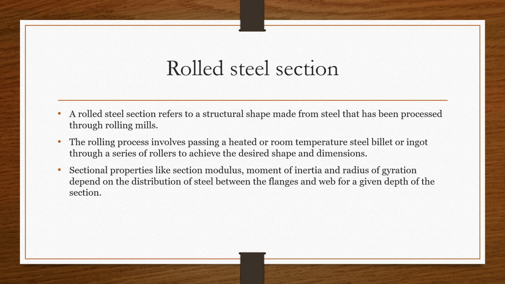Rolled steel section refers to a structural shape made from steel that has been processed through rolling mills. The rolling process involves passing a heated or room temperature steel billet or ingot through a series of rollers to achieve the desired shape and dimensions. Sectional properties like section modulus, moment of inertia, and radius of gyration depend on the distribution of steel between the flanges and web for a given depth of the section.